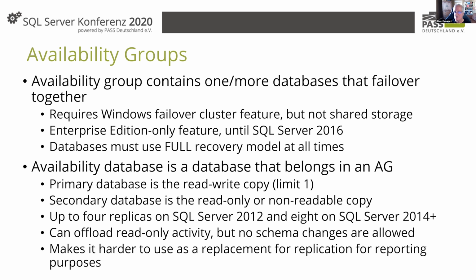And all your databases with availability groups have to use the full recovery model at all times. And any database that you want to be in the availability group belongs to that AG. And then the primary is the read-write copy, and you only get one of those. And then you can have multiple secondary databases running on different instances of SQL Server that are called secondary replicas. And they can be read-only or they can not be read-only, but they are not writable.